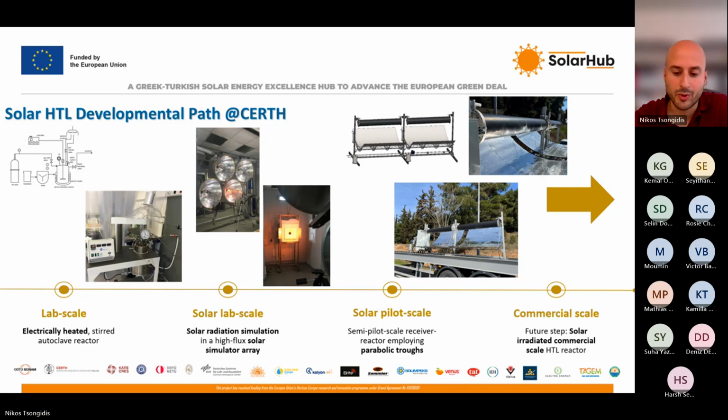In this case, the most promising candidate materials are tested, and then we move on to the semi-pilot scale receiver, which is essentially a mobile platform that we have installed with modular parabolic trough collectors, and this is where our reaction takes place. I will share a couple of details in the next few slides. And lastly, of course, the ideal step is to move on to the commercial scale in order to manage to commercialize our process.